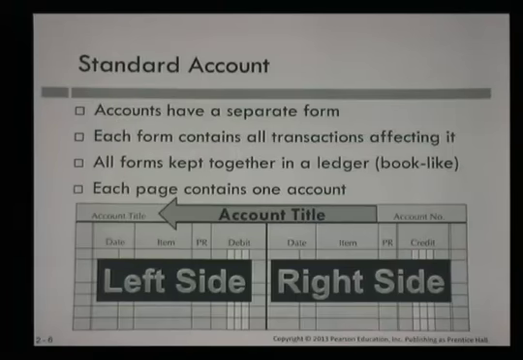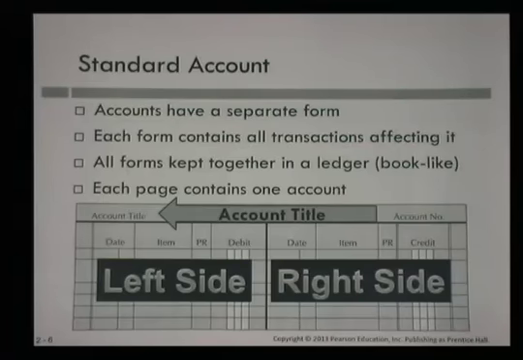Here's an example of a standard account. Each account, cash, equipment, accounts payable, capital, and so forth, will have their separate form. With these standard account forms, you will post all the transactions to these account forms. These forms are kept together in a book called a ledger. Multiple pages make the ledger book.